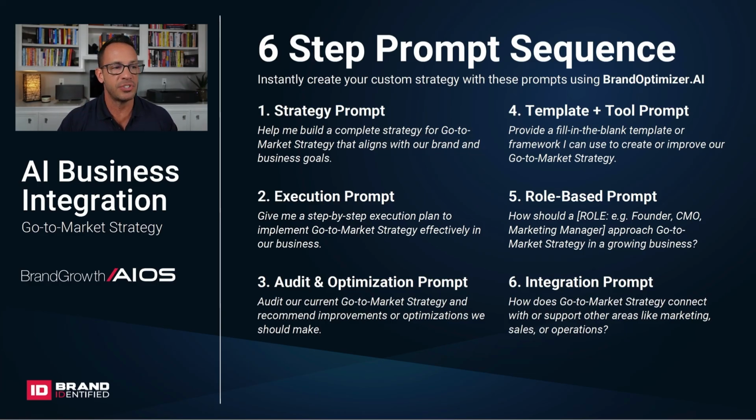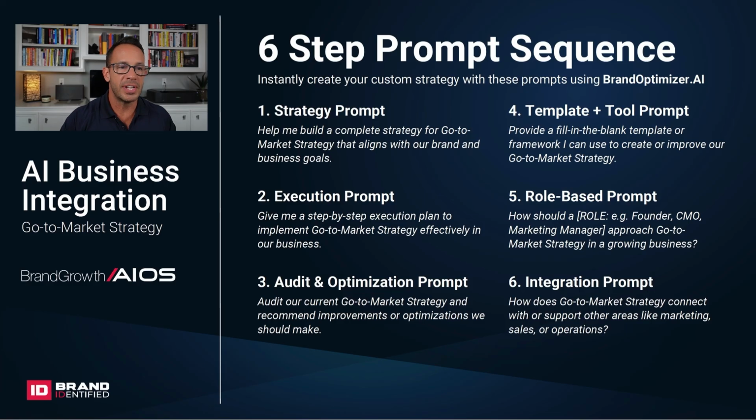Prompt number 2 is your execution prompt, and that is, give me a step-by-step execution plan to implement go-to-market strategy effectively in our business. Prompt number 3 is your audit and your optimization prompt, and that is, audit our current go-to-market strategy and recommend improvements or optimizations that we should make.